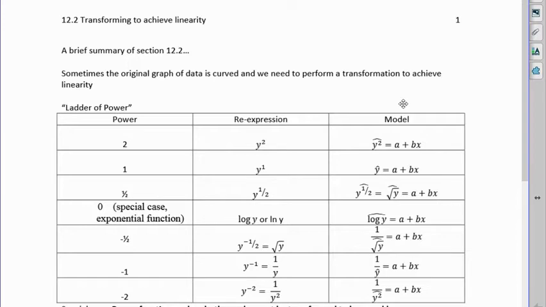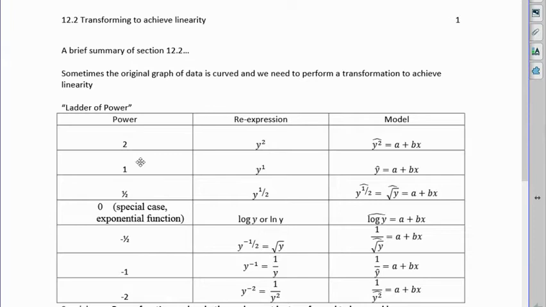Sometimes when you graph your data using a scatter plot, graphing your explanatory variable versus your response variable, you notice that it's not linear. And that's when we can go to something called the ladder of power, and we can transform either the x or the y. Typically, it's easier to look at if you're transforming the y.